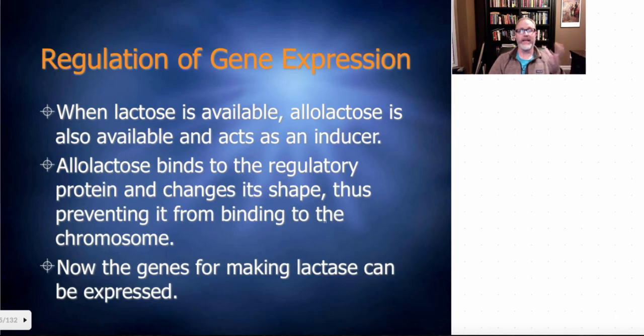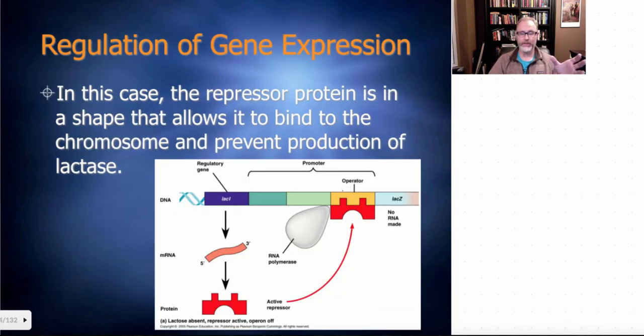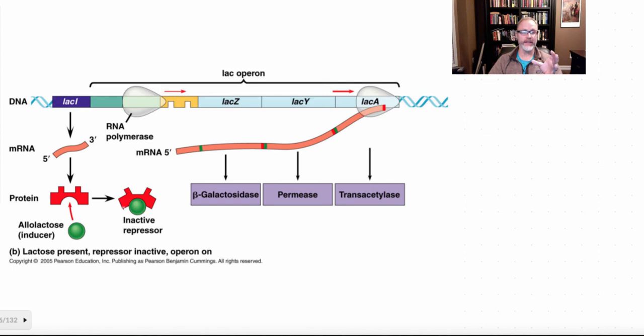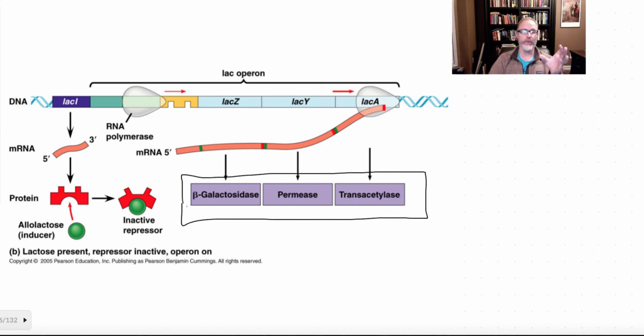Okay, but when lactose is available, we also have a substance called allolactose that is also available, and this is going to act as an inducer. So this allolactose is going to be able to bind to this red repressor protein here, and when it binds to it, it's going to change its shape. Now you can see when it's binding, it's making it inactive. So what that allows now is this machinery to read this gene and make the substances down here that are necessary in order to break down lactose.